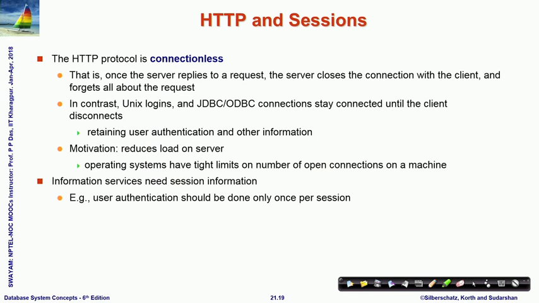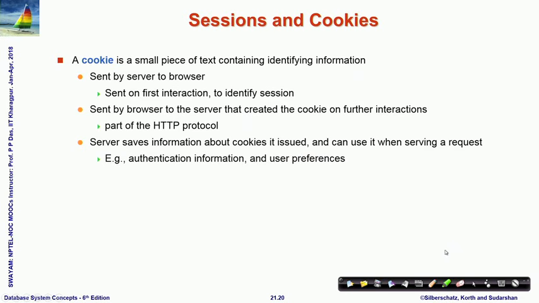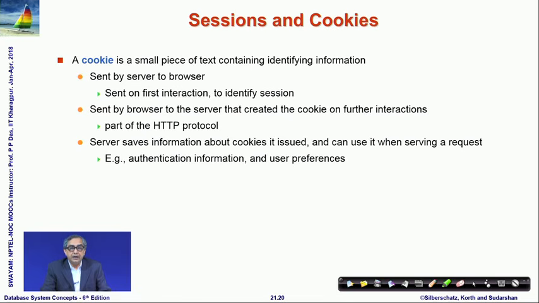So, there is no information that is carried from one request to the other, which makes HTTP difficult to work with. So, the solution for that is something which is known as a cookie. A cookie is a small piece of text which contains identifying information, and which can go back and forth between the browser and the server. First it is sent by the server to the browser.